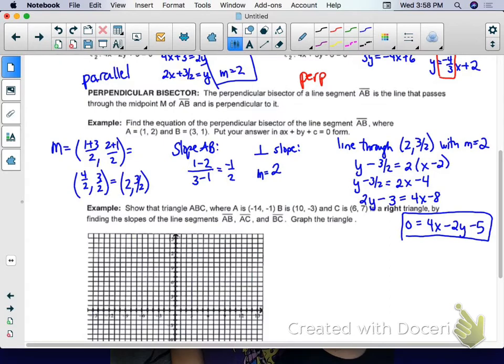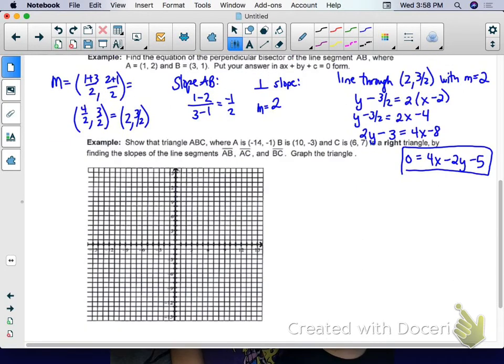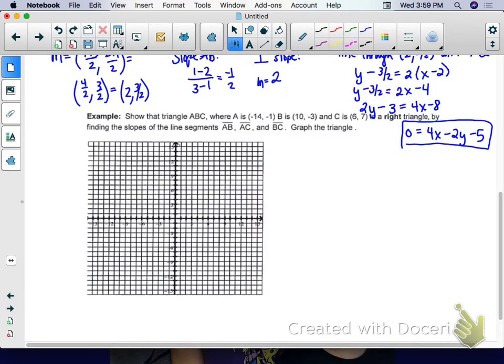All right, next. We are going to talk about a triangle here, properties of a triangle. So we're going to show that this triangle here is a right triangle by finding the slopes of the segments, and then we're going to graph the triangle. Now there's actually 2 ways you can prove that something is a right triangle. We could also find the lengths of each of the sides, and then if we plug that into the Pythagorean theorem and it works, I end up with a true statement, then it is a right triangle. But this says to specifically use my slopes here.